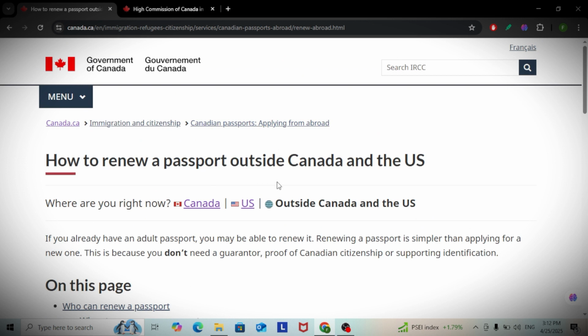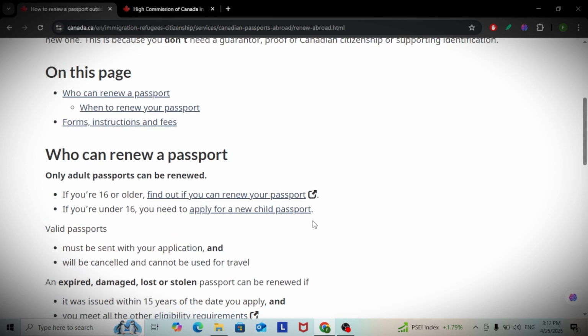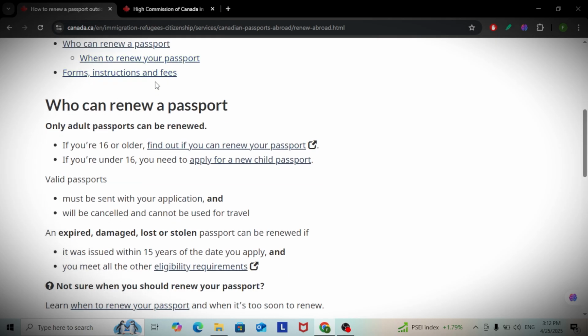On this page, click on Outside Canada and the USA, and then click on Forms, Instructions, and Fees. Gather your required documents, including your current Canadian passport, proof of Canadian citizenship, a passport sized photo, and a valid address in India. Once you have all your documents, you can submit your application either by mail or in person at the Canadian High Commission.